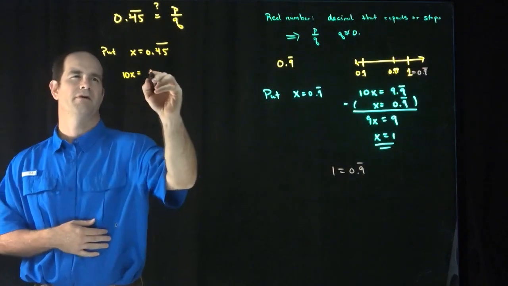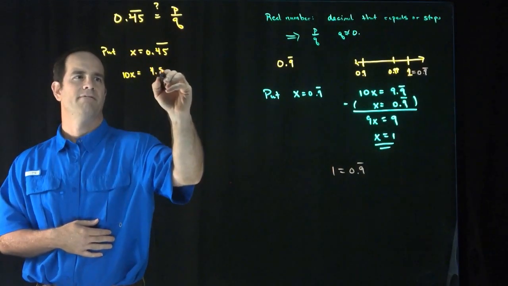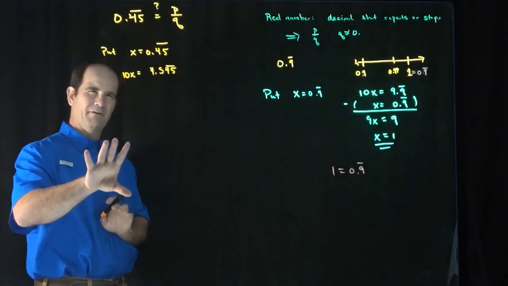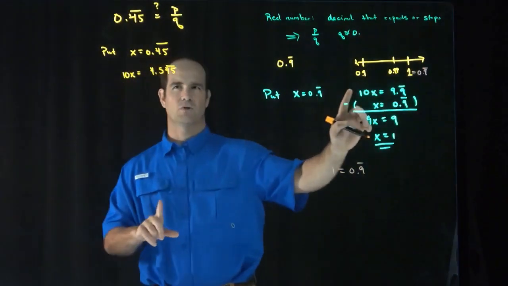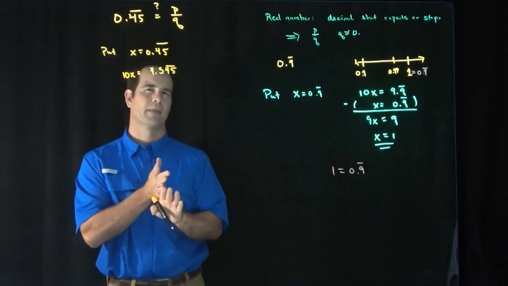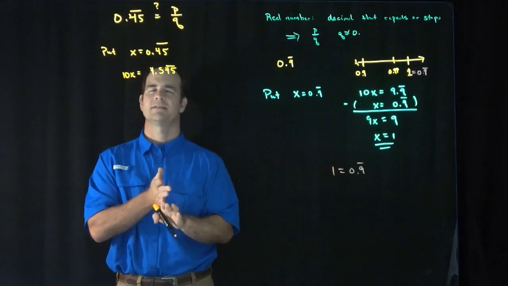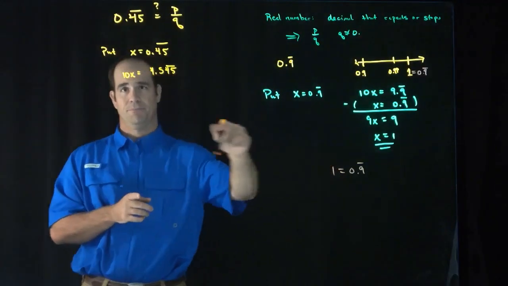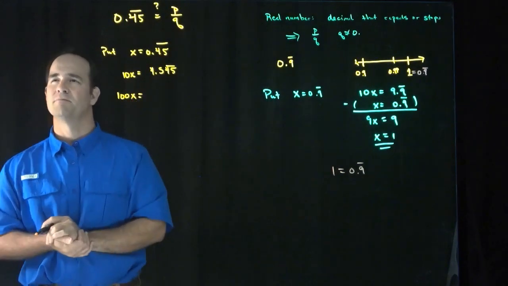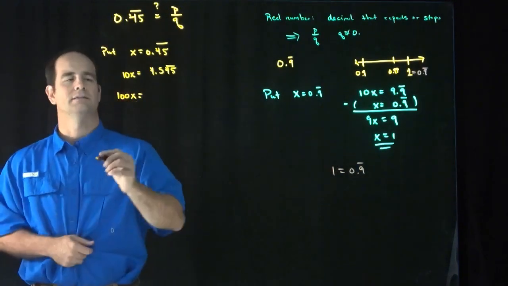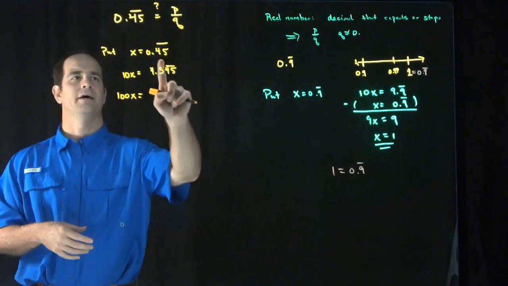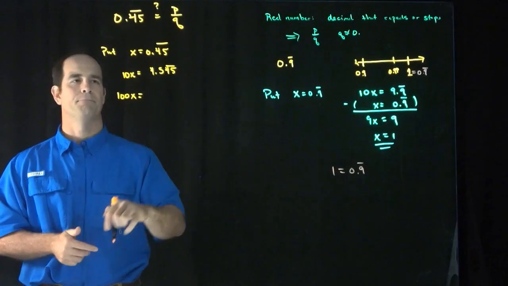Well, 10x would be 4.545 repeating. If I was going to try and stack these and subtract like we had just a little bit ago, the 4s and the 5s aren't matching up. I wouldn't get the kind of cancellation that I had earlier. So sometimes multiplying by 10 isn't enough. You might have to multiply by 100 or 1,000, something like that. It is closely tied to how many digits are repeating.